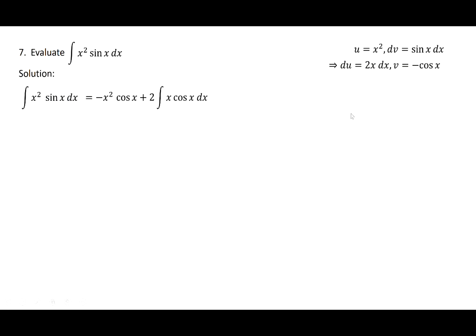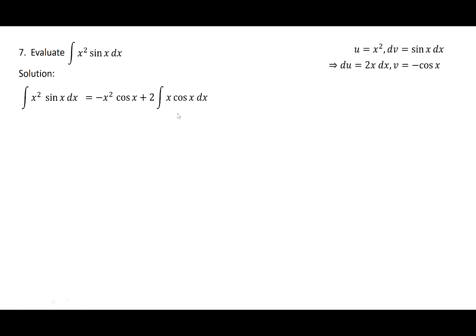Integral x squared sine x. There's nothing complicated about it. Algebraic, ILATE, trigonometric is a better dv, right? Trigonometric is a better dv, so sine x dx is the dv and u is x squared. And so when we do this, we end up with this integral. Oh, wait a minute. Do we know integral x cosine x dx? No, we don't.